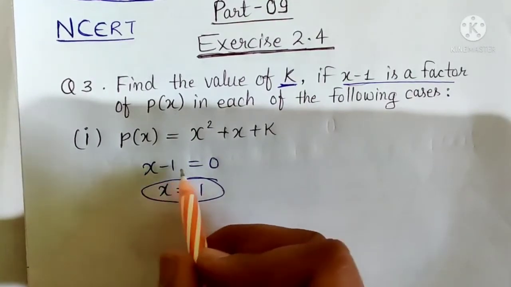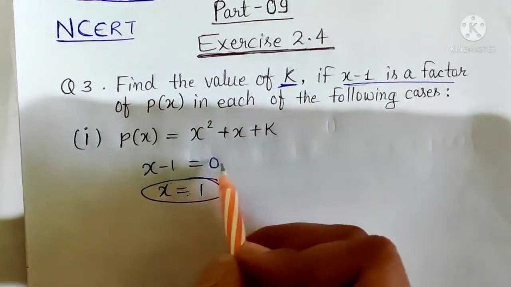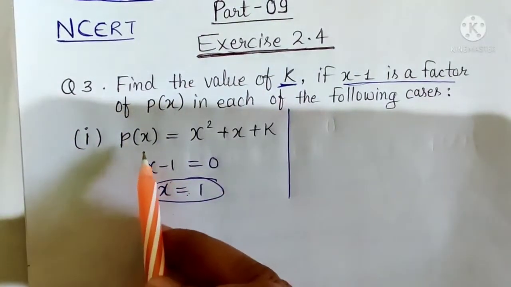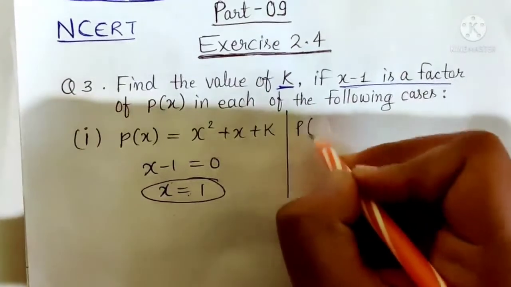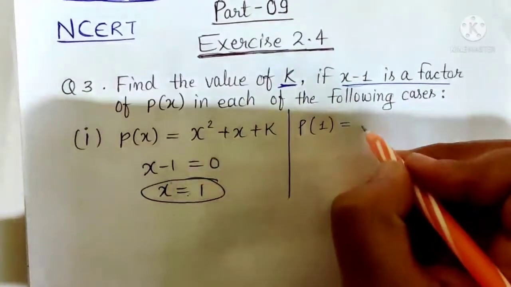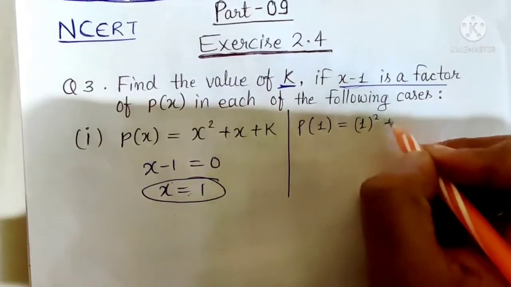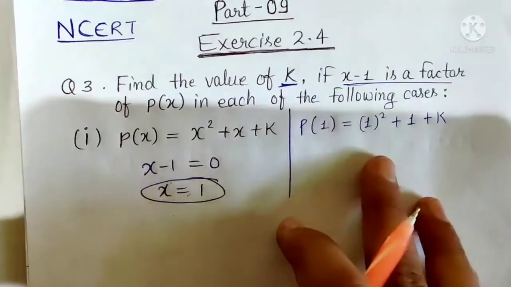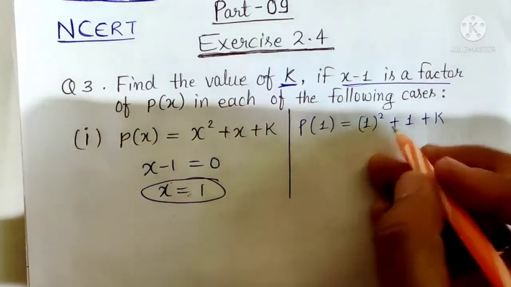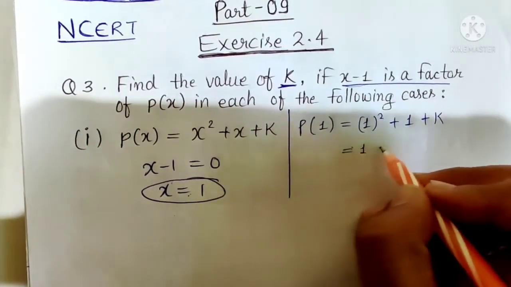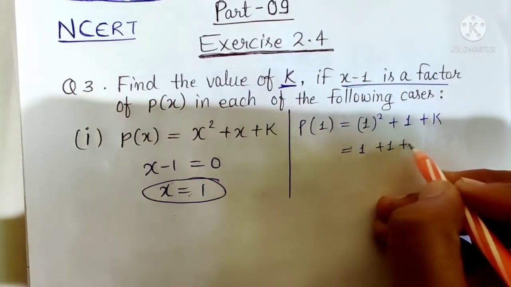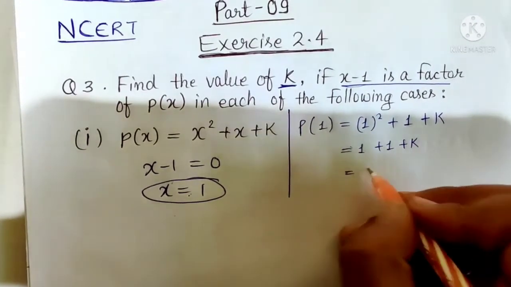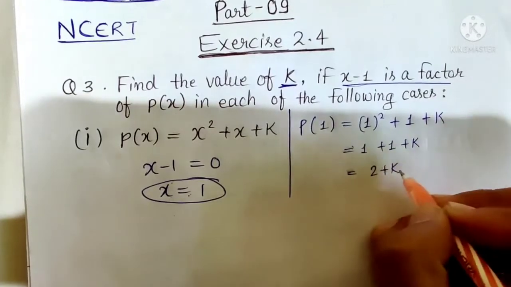Now just see what we have done. We put x minus 1, which is given as a factor, equal to 0, so we got the value of x as 1. Now we can put this value in the given polynomial, so wherever x is there, we will put 1. So x square means 1 square, plus x means plus 1, plus k. What value will come here? 1 square will remain 1, plus 1, plus k, so it will come 2 plus k.